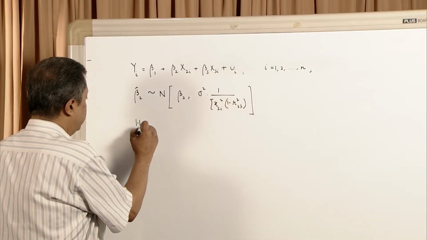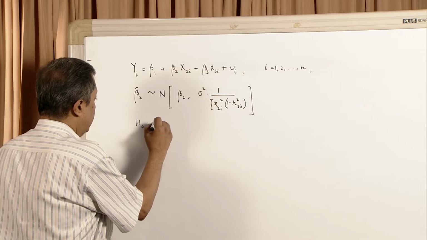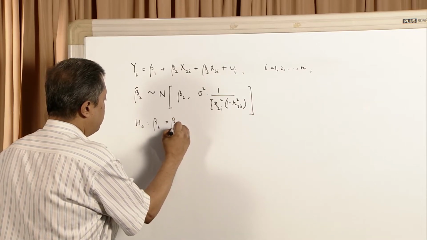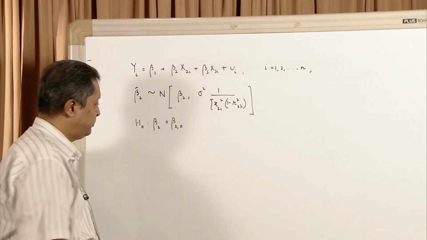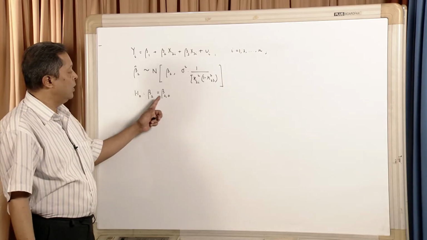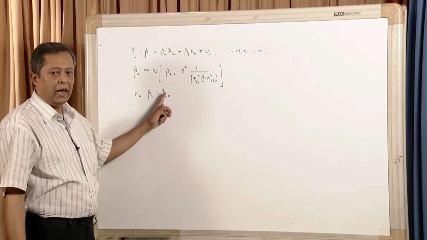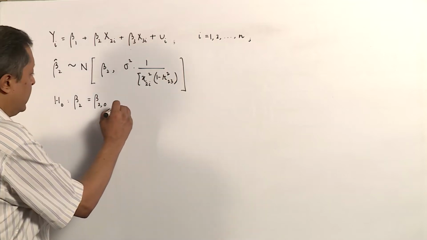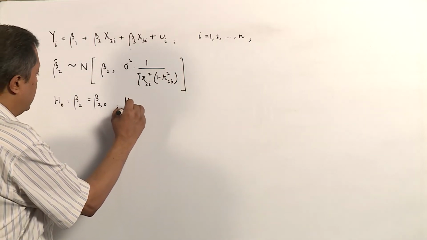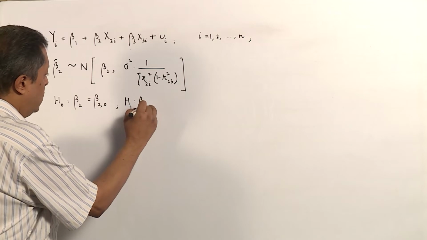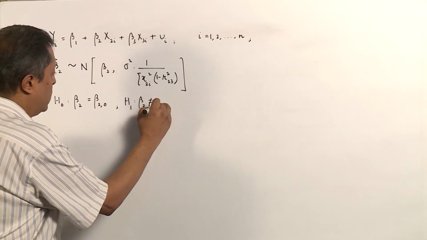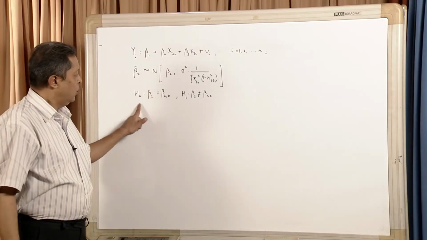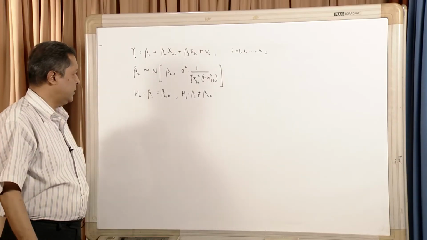Supposing we have the null hypothesis H naught: beta 2 is equal to some specified beta 2 naught. So, this is like beta 2 equal to 1, beta 2 naught may have a value 1, the general format is beta 2 naught, and the alternative hypothesis is H1: beta 2 is not equal to beta 2 naught. So, let us see how we go about testing this hypothesis.